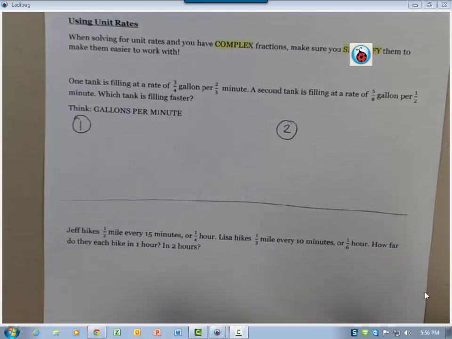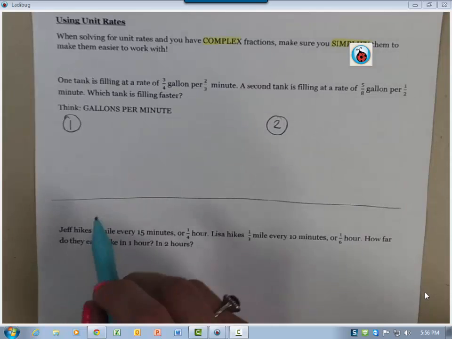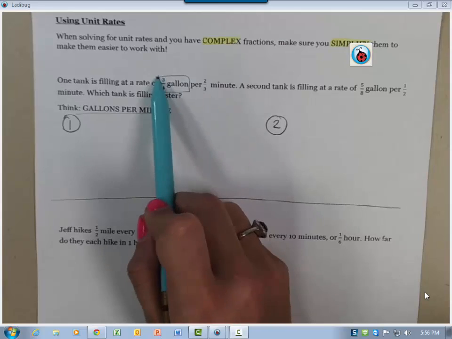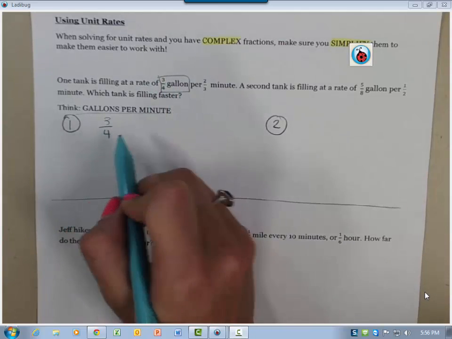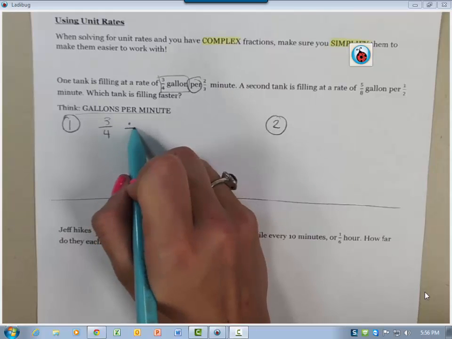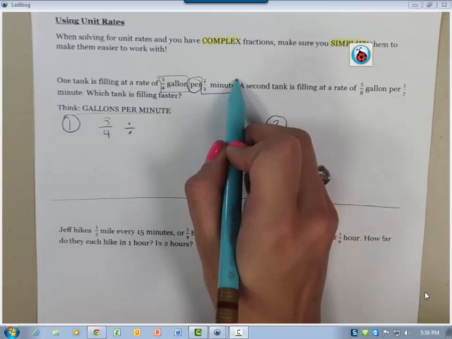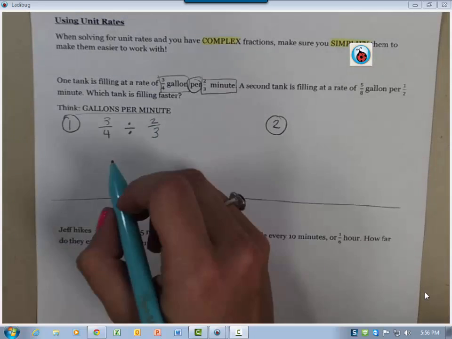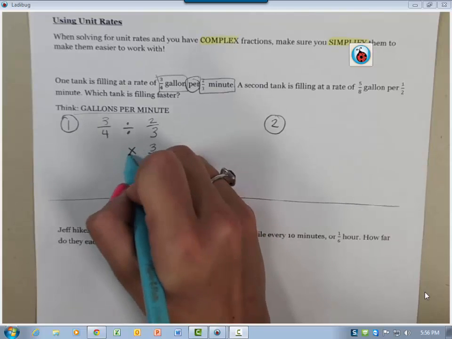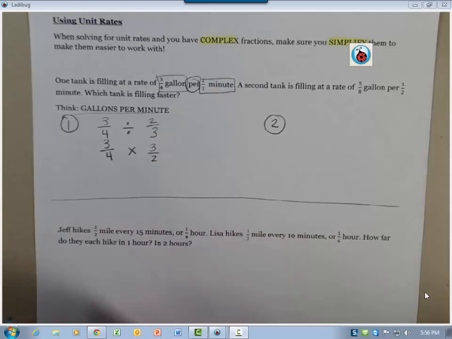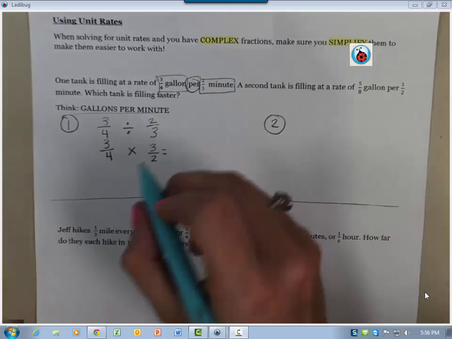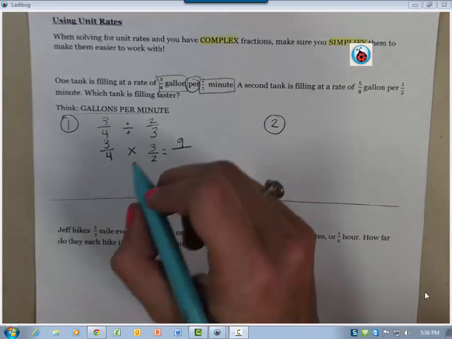Alright. I know tank 1, I'll give you a little hint. Think gallons per minute. So I have 3/4 gallons per minute, and per means to divide. Dividing fractions easy as pie. Just flip the second and multiply. Cross simplify. Can we cross simplify? No, we cannot. So we need to just do top times top is 9. Bottom times bottom is 8.